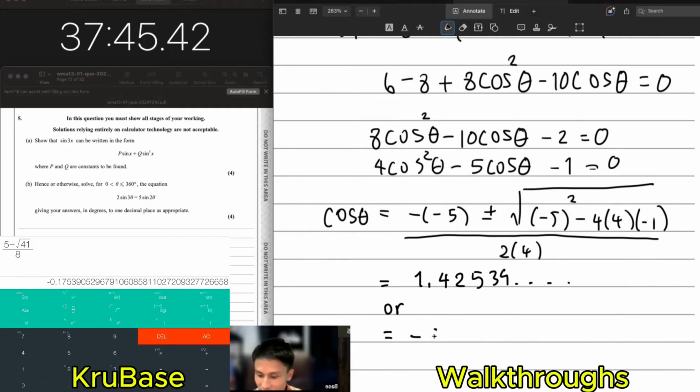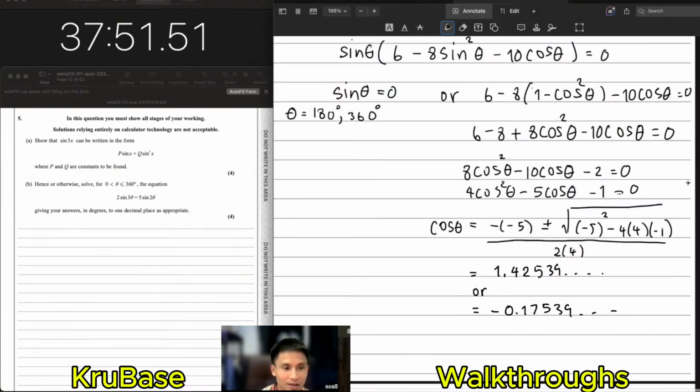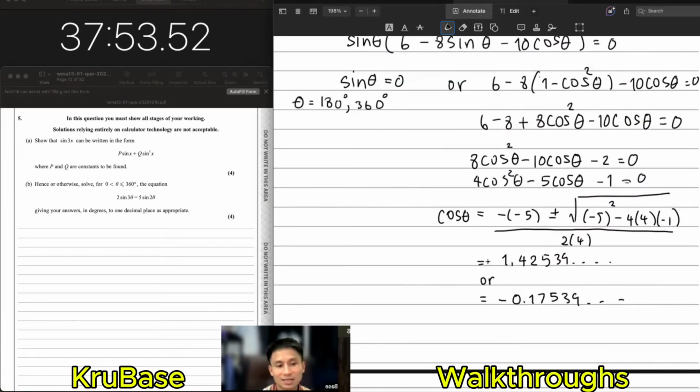or equals, the other one, change that to a minus. We got minus 0.17539 dot dot dot. As you can see, because cos cannot exceed 1, that first one is going to be no solution, right? But we're going to take this.